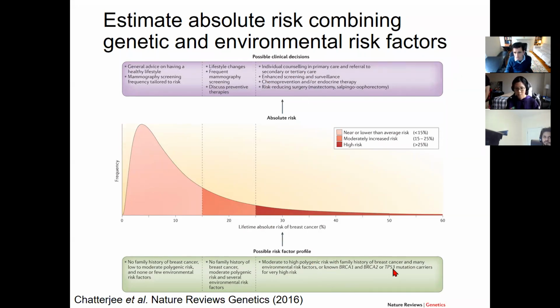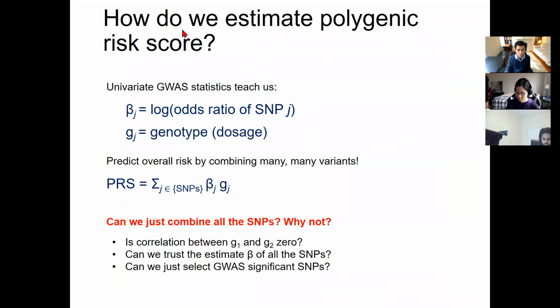The way that this has been traditionally done is through largely monogenic disorders or oligogenic disorders, where there's a very small number of variants that are contributing to this. But then the question is, can we now do this using polygenic risk scores, using many, many SNPs in the genome? So how do we estimate these polygenic risk scores? So using this univariate genome-wide association study statistics, we basically have the betas, which are the effect sizes, which are basically the log odds ratios of a particular SNP. And then we have a set of genotype dosages for 0, 1, or 2 alternate alleles for every locus. So what we want to do is predict the overall risk of a person by combining many, many variants. So that's what a polygenic risk score is, or PRS.